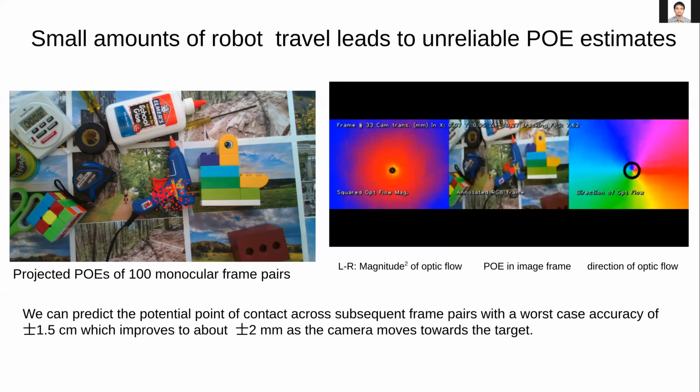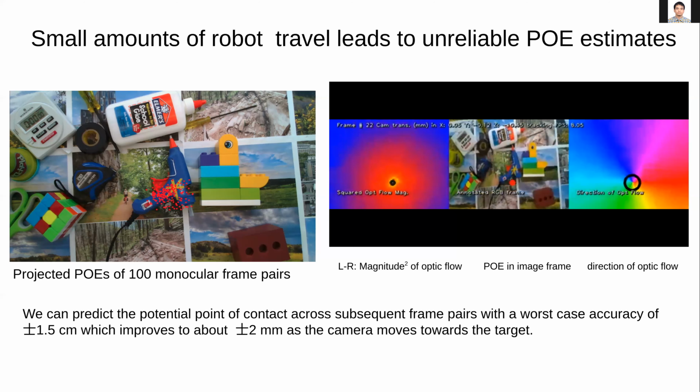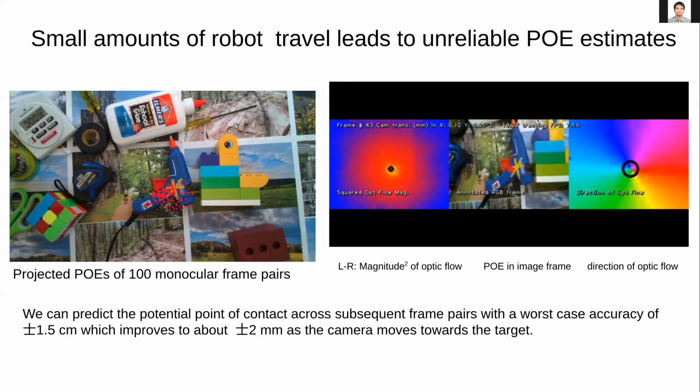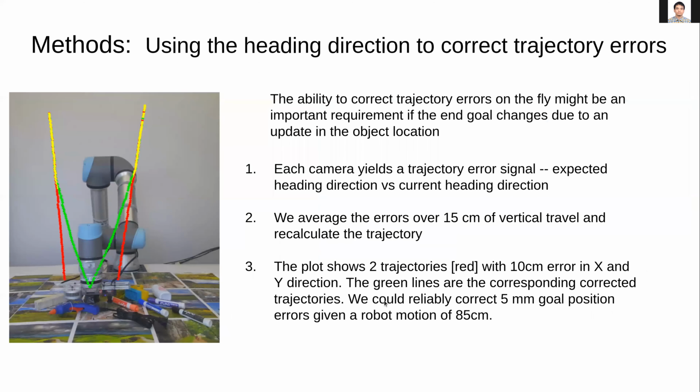on the object. Using this, we could predict the potential point of contact with a worst case accuracy of 1.5 centimeters at the beginning of the trajectory, which improved to about 2 millimeters as we reached the target. The ability to correct trajectory errors on the fly might be an important requirement if the end goal changes due to an update of the object measurement or due to the movement of the object.